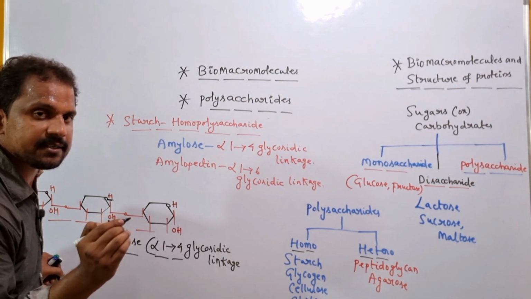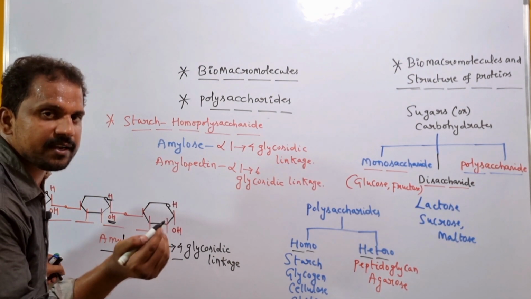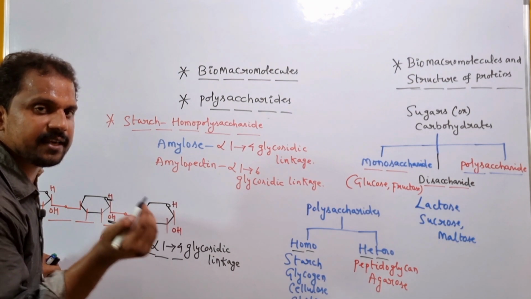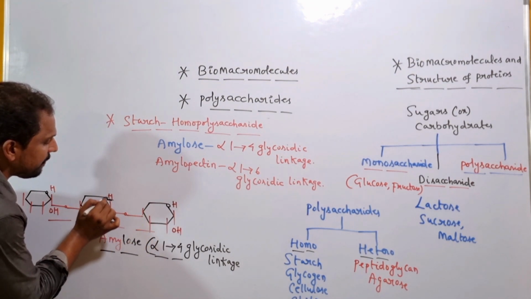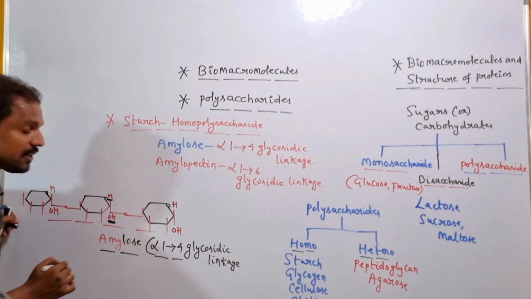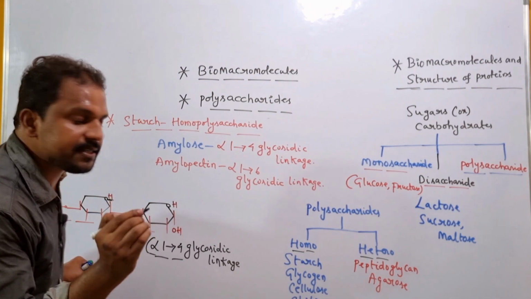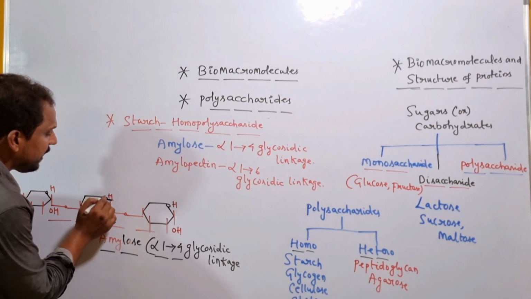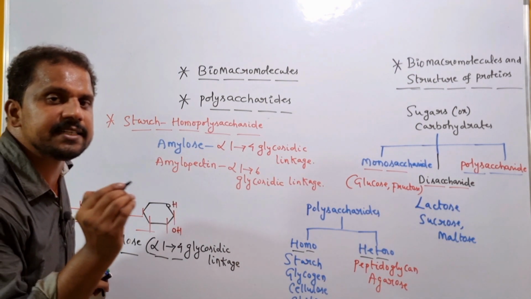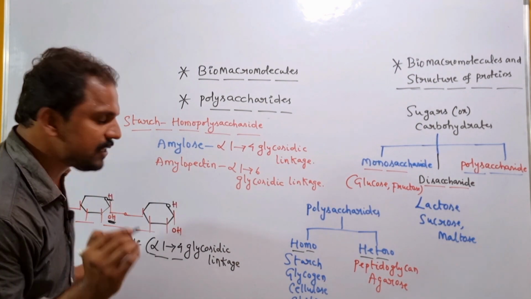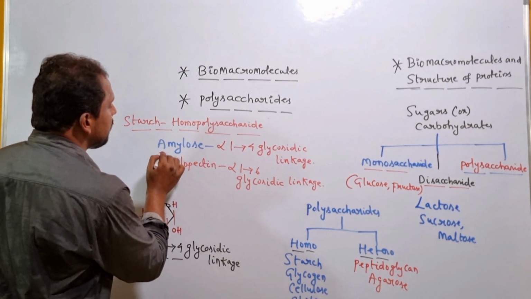In the case of starch, all the sugar molecules are linked by alpha configuration. In alpha configuration, the hydrogen atom remains at the top and the hydroxyl group remains at the bottom. In the same way, in the beta configuration, the hydroxyl group remains at the top, whereas the hydrogen atom remains at the bottom. So here it is termed as what? Beta configuration.